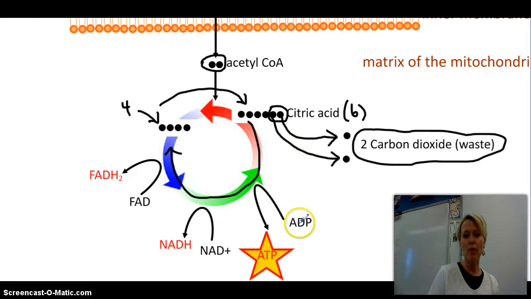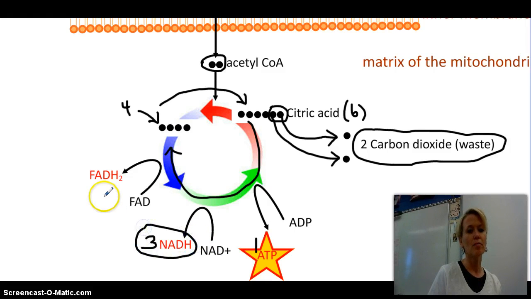Anyway, in the process, we make 1 ATP, 3 of these high energy electron carriers. They're like taxi cabs for the electrons. So we pull out these electrons, and they actually attach themselves to this molecule, and then it becomes this molecule. So this is the one that we're going to focus on, though, is that 3 NADH. We make 1 FADH2, which does the same thing that NADH does.